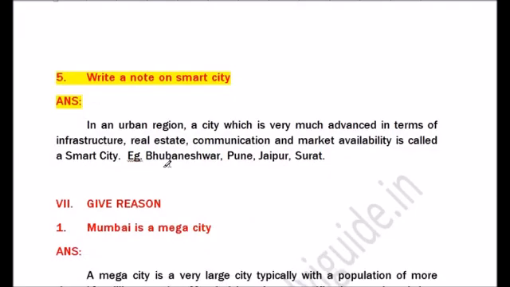In an urban region, a city which is very much advanced in terms of infrastructure, real estate, communication and market availability is called a smart city. Example, Bhubaneswar, Pune, Jaipur, Surat.